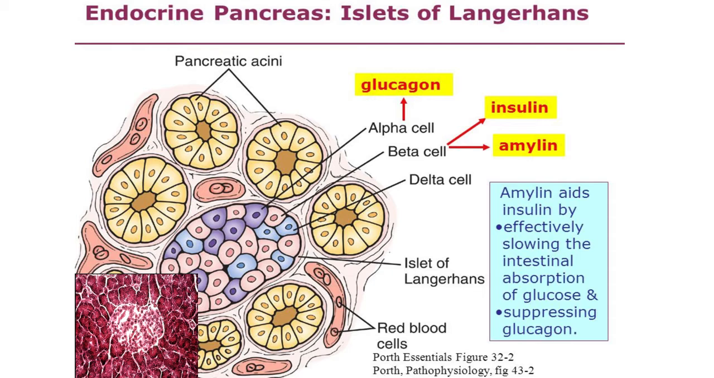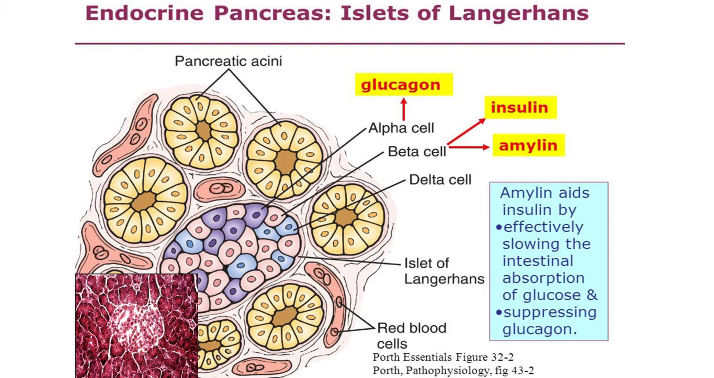Each of these cells within the pancreas releases a different hormone. So our alpha cells are going to release our glucagon. That's the hormone that is going to increase our blood sugar. Our beta cell is going to release both insulin and amylin, which is going to effectively decrease the circulating blood sugar. Amylin is going to assist insulin by slowing intestinal absorption of glucose. So it's kind of an aid to insulin. It doesn't have the same effect as insulin. It's just kind of a helper type of situation.